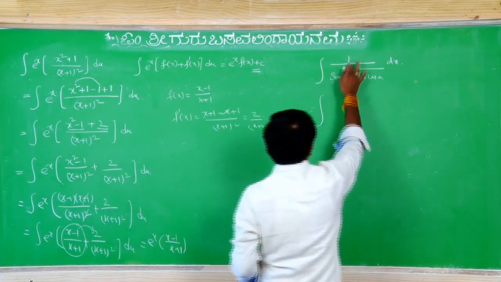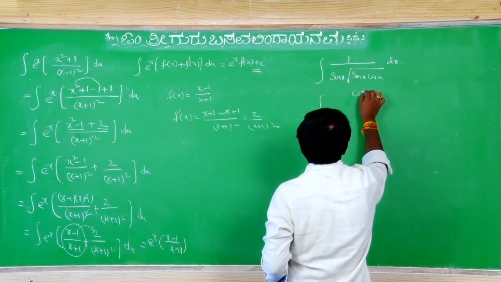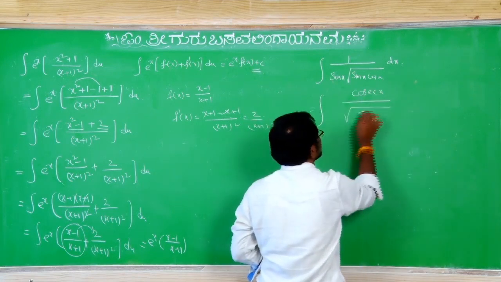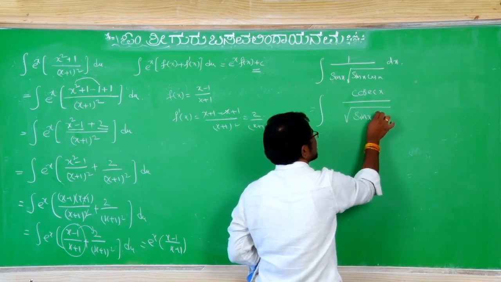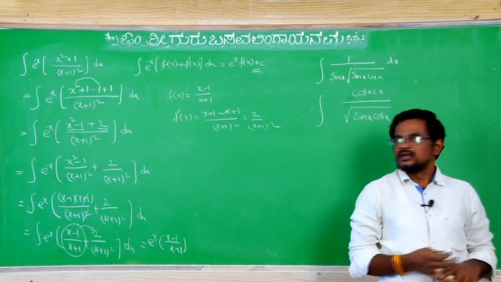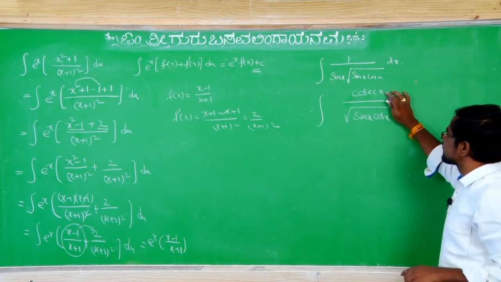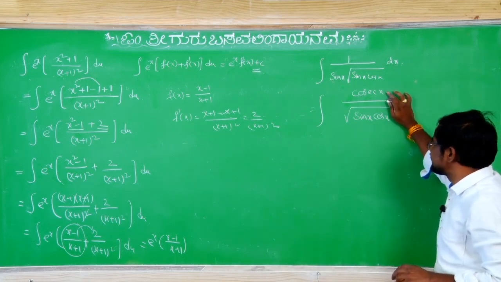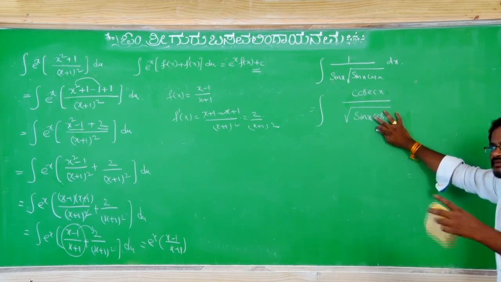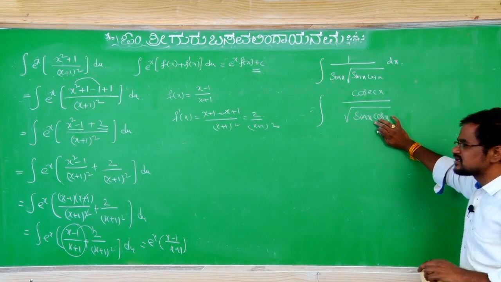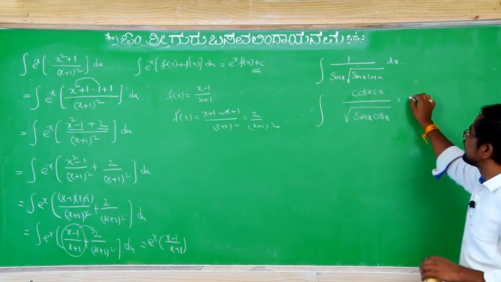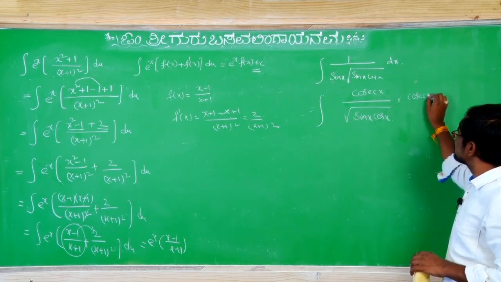Integration of 1 by sin x, how to write? Cosecant x divided by root of sin x into cos x. Now, if it is cosecant square, then here we have to make cot x, like the previous problem we did. Cot x equal to t means differentiation of cot x is cosecant square x. So that is why one more cosecant x is needed.